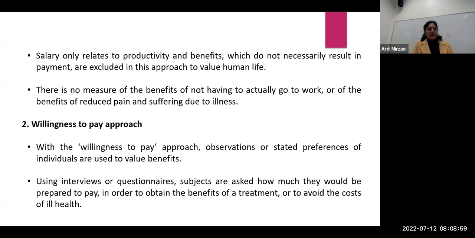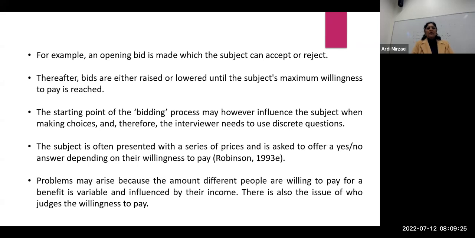The second method is the willingness to pay approach. With the willingness to pay approach, observations or stated preferences of individuals are used to value benefits. Using interviews or questionnaires, subjects are asked how much they would be prepared to pay in order to obtain the benefits of a treatment or to avoid the cost of ill health. For example, an opening bid is made which the subject can accept or reject. Thereafter, bids are either raised or lowered until the subject's maximum willingness to pay is reached.